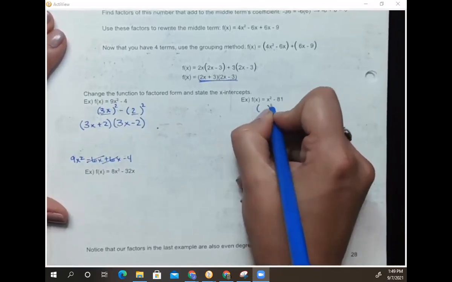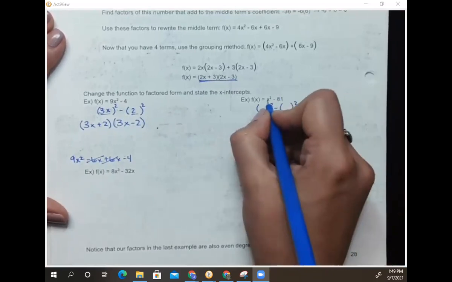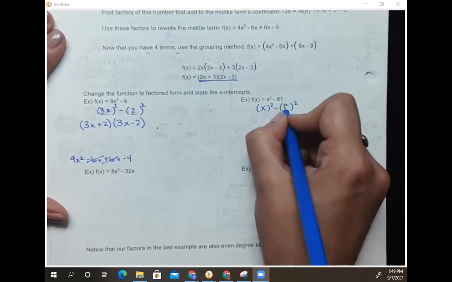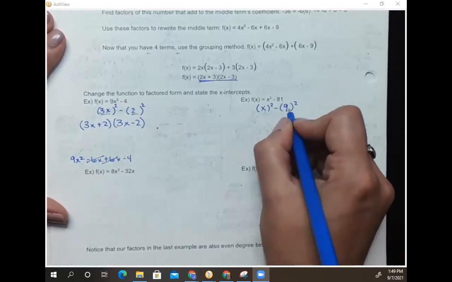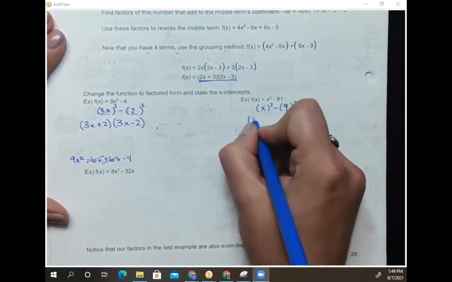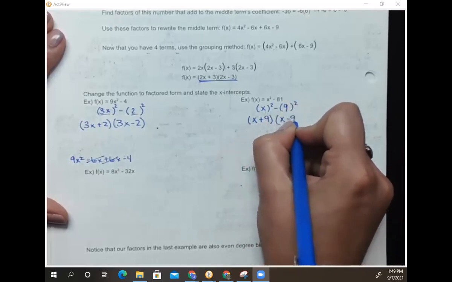So I want to know what did I square to get each of these pieces. To get x squared, I had to square x. To get 81, I had to square 9. So this is x squared minus 9 squared. That's my difference of squares. So now my factored form would be x plus 9 and x minus 9.